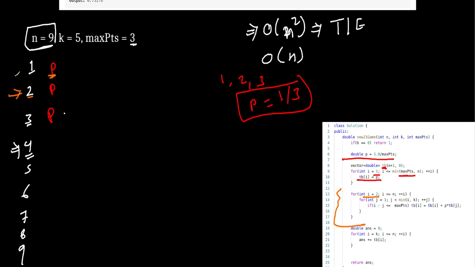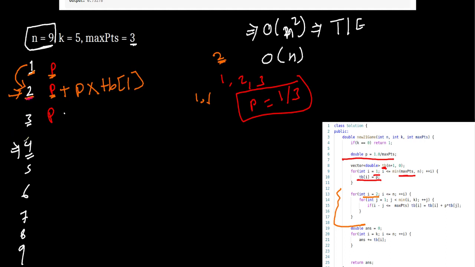For 2 you can draw 2 points directly, or you can draw 1 then 1, so you can draw 1 and go to 2. So the solution for 2 is P plus the probability to gain 1 point, which is P, multiplied by the solution dp of 1.